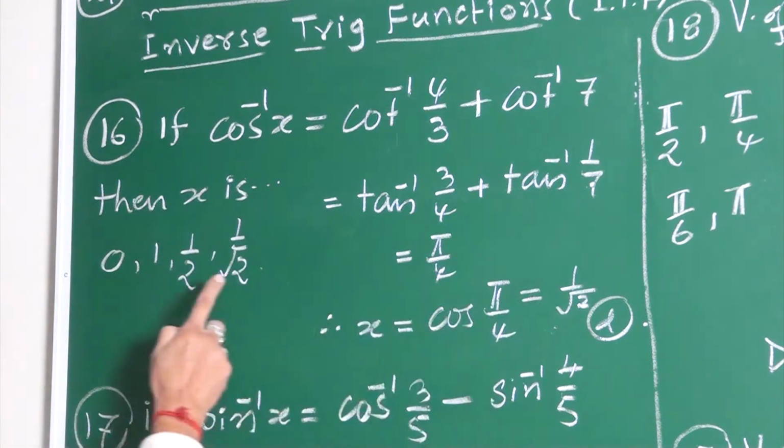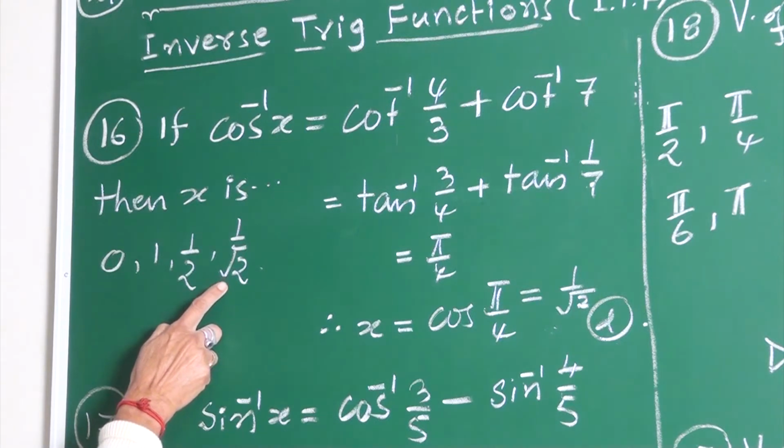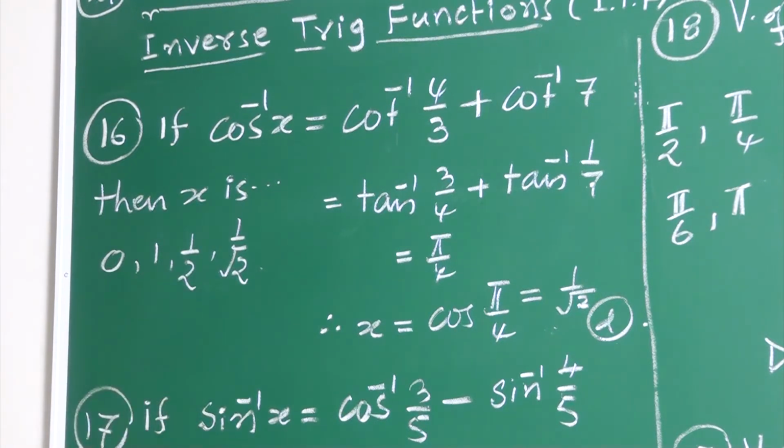45 means 1 by root 2. 1 by root 2 is where? It is option D. Option D is your answer.